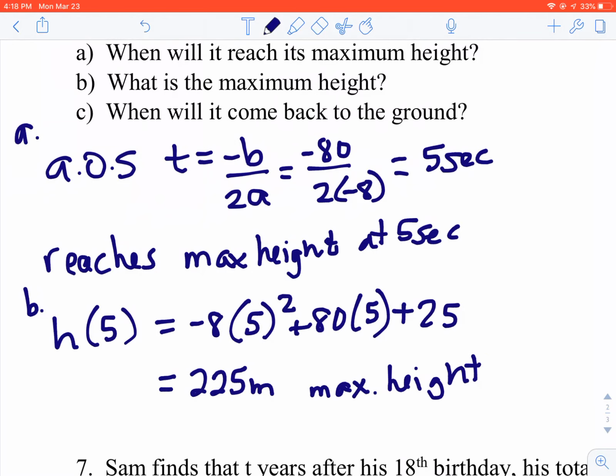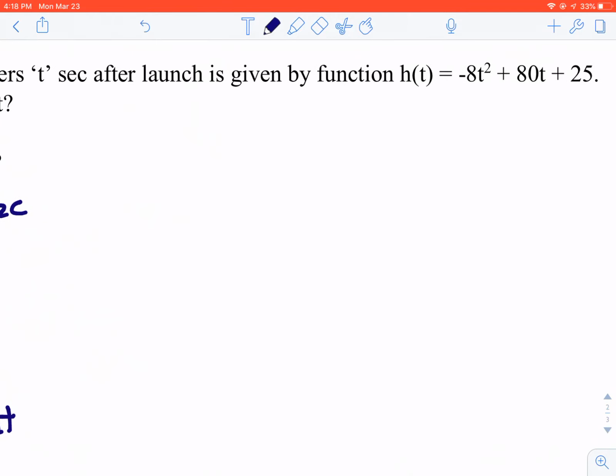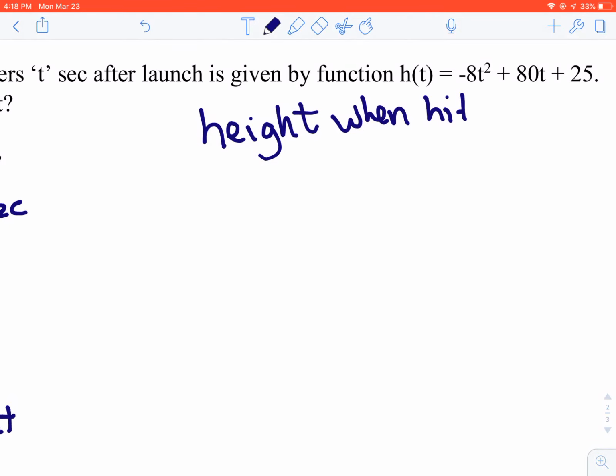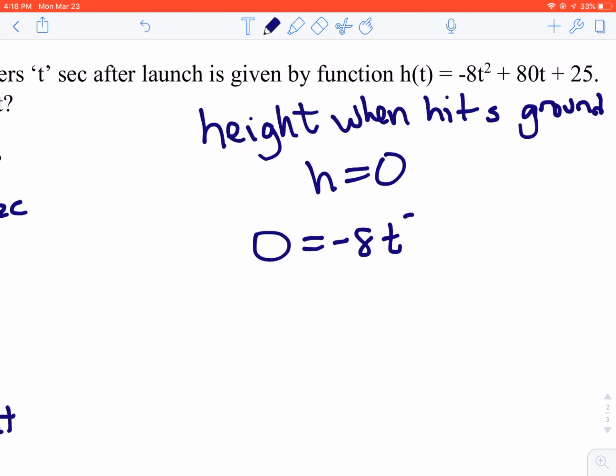Okay, now, when does it come back to the ground? Well, let me ask you this question. What is the height when it hits the ground? The height is 0. So the height is 0 when it hits the ground. So I want 0 to equal negative 8t squared plus 80t plus 25. Oh, look at that. It's a quadratic we get to practice.